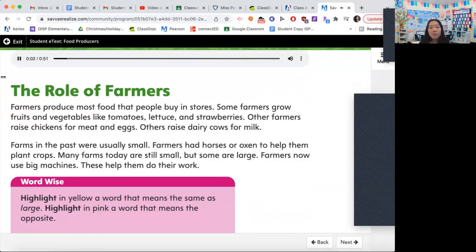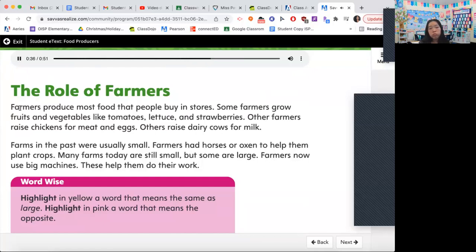Farmers. Farmers produce most food that people buy in stores. Some farmers grow fruits and vegetables like tomatoes, lettuce, and strawberries. Other farmers raise chickens for meat and eggs. Others raise dairy cows for milk. Farms in the past were usually small. Farmers had horses or oxen to help them plant crops. Many farms today are still small, but some are large. Farmers now use big machines. These help them do their work.